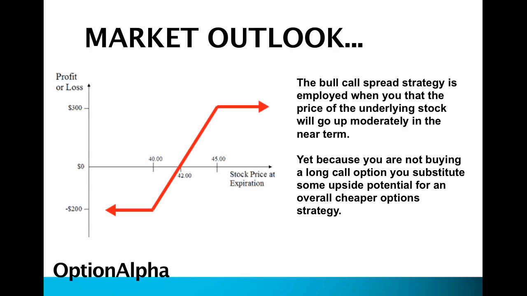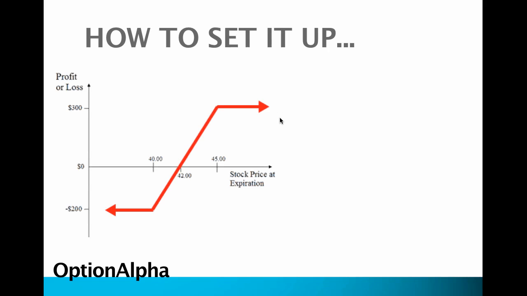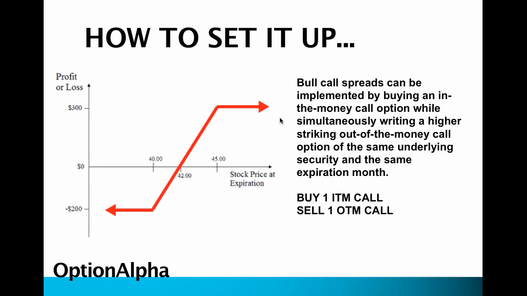So this is where we get this strategy that has two different options involved in it, and we'll talk about this later in the video. But you're going to sell some of the upside potential and give up some of that upside potential for the opportunity to get back some of your premium. So it's going to be a little bit cheaper strategy overall, but you're going to give up, again, some of that upside potential.